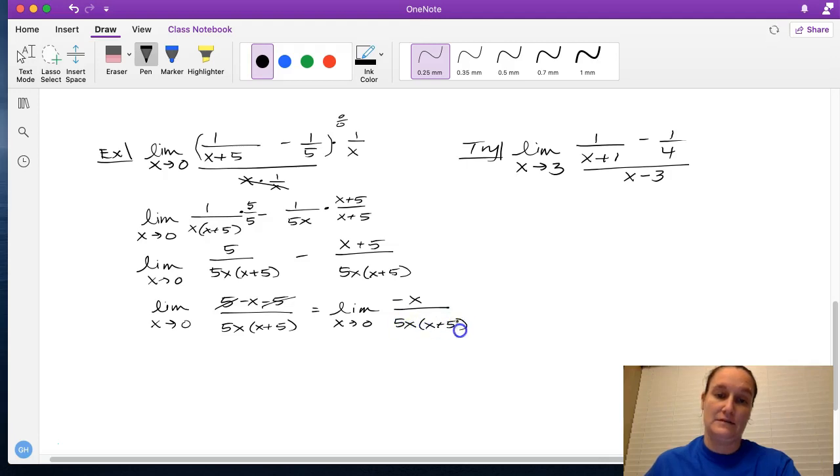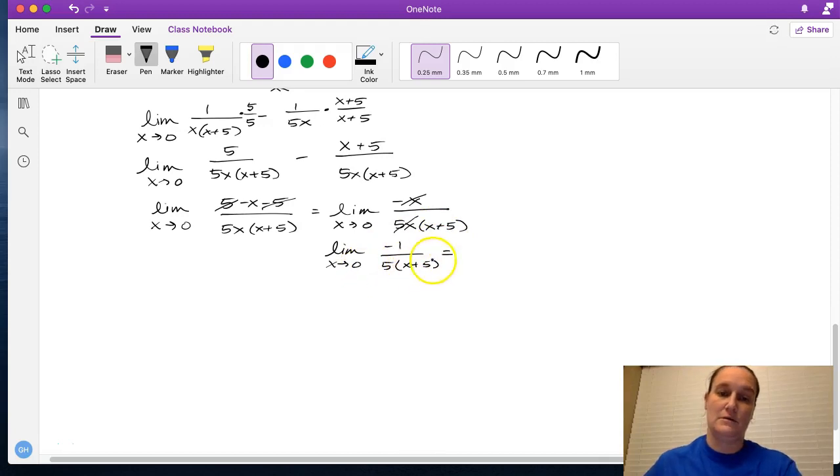Okay, so our 5's cancel. We just get negative x over this. Now we're ready to cancel something finally. We have an, oops, just the x, not the 5. So this becomes the limit as x goes to 0 of negative 1 over 5 times x plus 5. And now, since we've canceled, we're ready to go ahead and plug in 0. So if we plug in 0, we get negative 1 over 5 times 5, or negative 1 over 25.